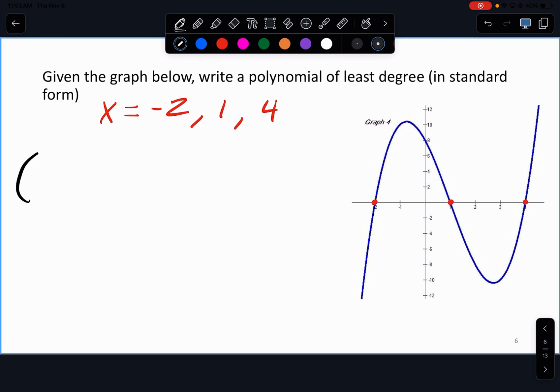Now we're going to write our factors, but this time we're going to have 3. What degree is this polynomial going to be? To the 3rd degree, right? Because we have 3 solutions. That's just something that you can keep in the back of your mind. So now write your factors. You're going to have 3 of them now.